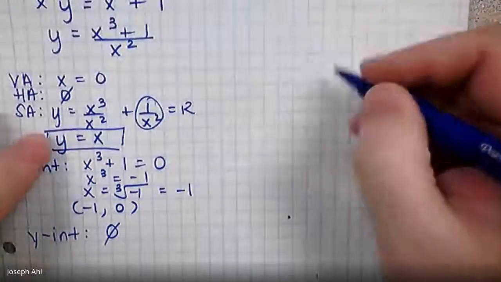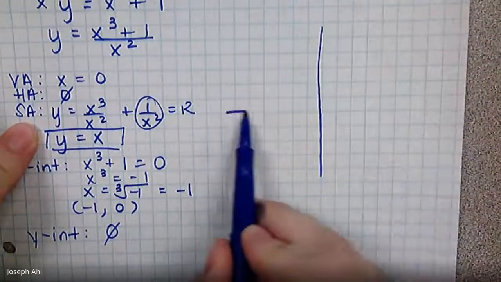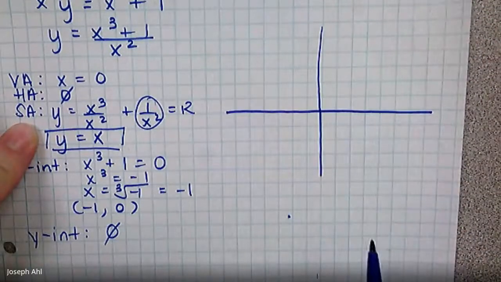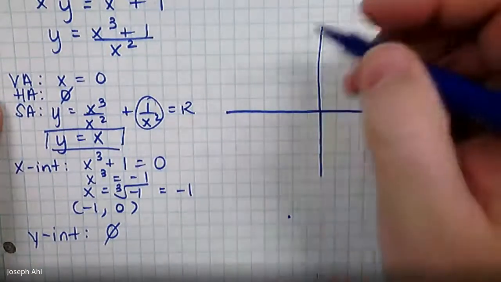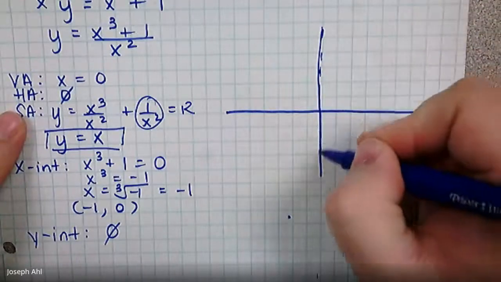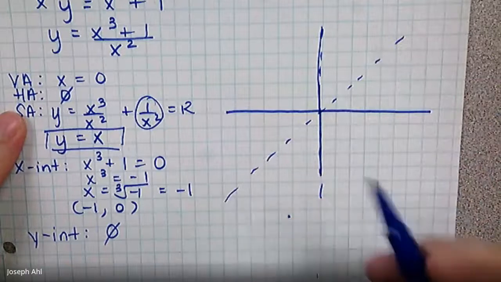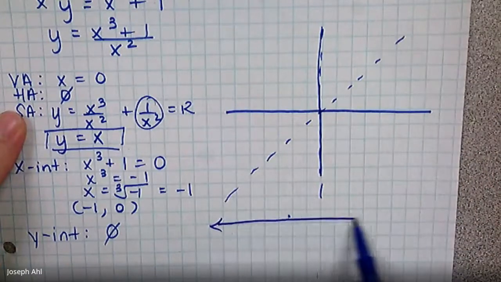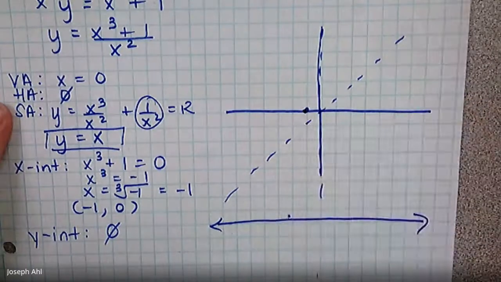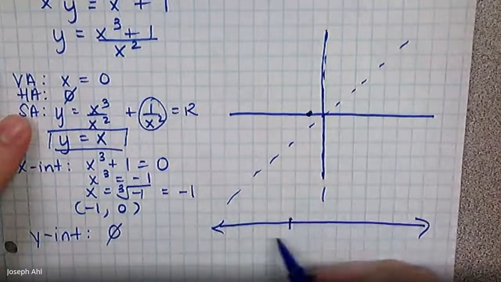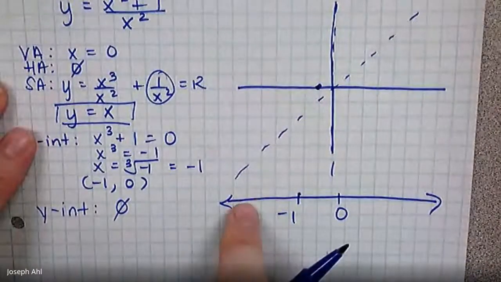So when I come over to my sketch to see what this graph looks like, we know that we have a vertical asymptote at x equals 0. We have a slant asymptote at y equals x. And an x-intercept over here at -1. So we have 2 partition points, one at -1, one at 0. So you're going to want to make sure that you're testing in each of these regions, right?